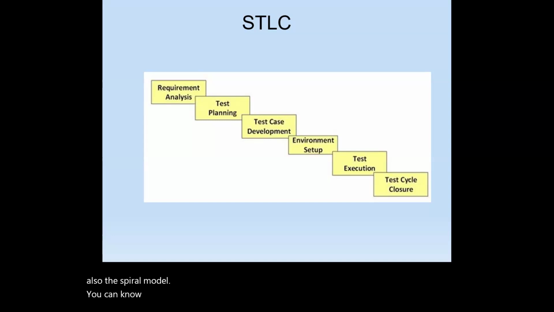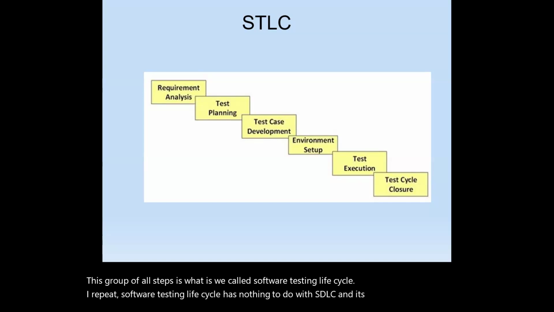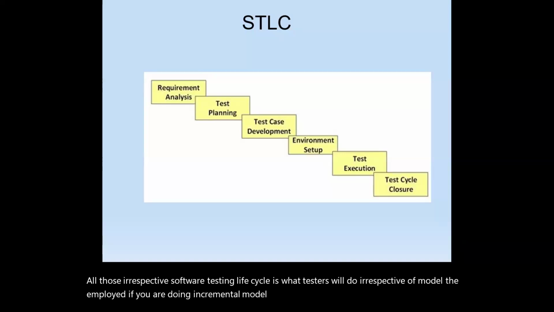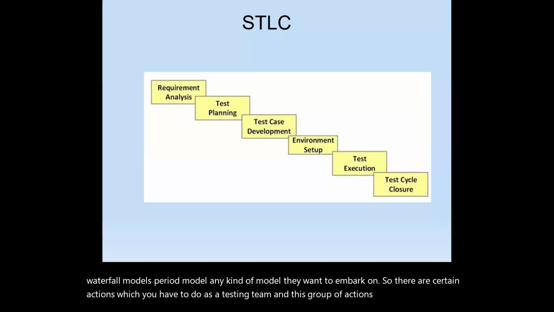There are certain actions which you have to do as a testing team, and this group of steps is what we call the software testing life cycle. I repeat, the software testing life cycle has nothing to do with SDLC and its models. If a company is using the incremental model, V model, waterfall model, spiral model, any model they want to embark on, there are certain actions you have to do as a testing team. This group of actions is what we call the software testing life cycle.